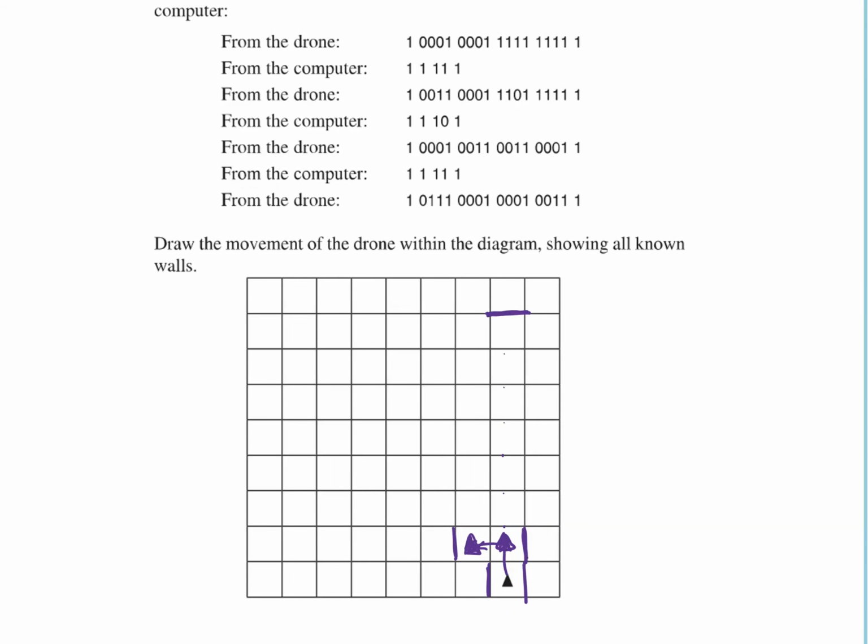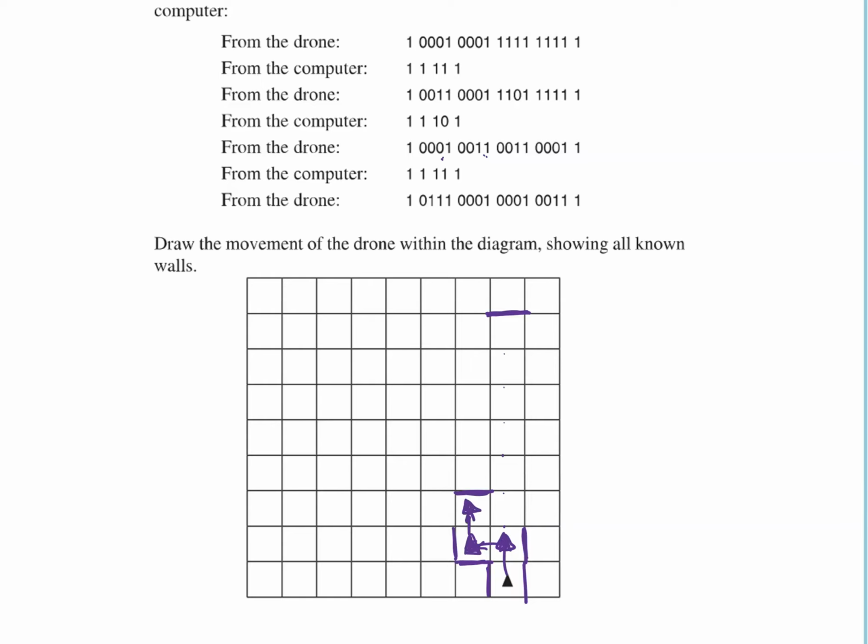From the drone, we have a wall 1 meter to our left and a wall 3 meters to our right, and a wall 3 meters behind us. Oh, sorry, silly me. 3 meters in front of us and 1 meter behind us. So 1 meter behind us is there, 3 meters in front of us is there, and then the computer hits it again and says go forward. So it goes forward and ends up here.